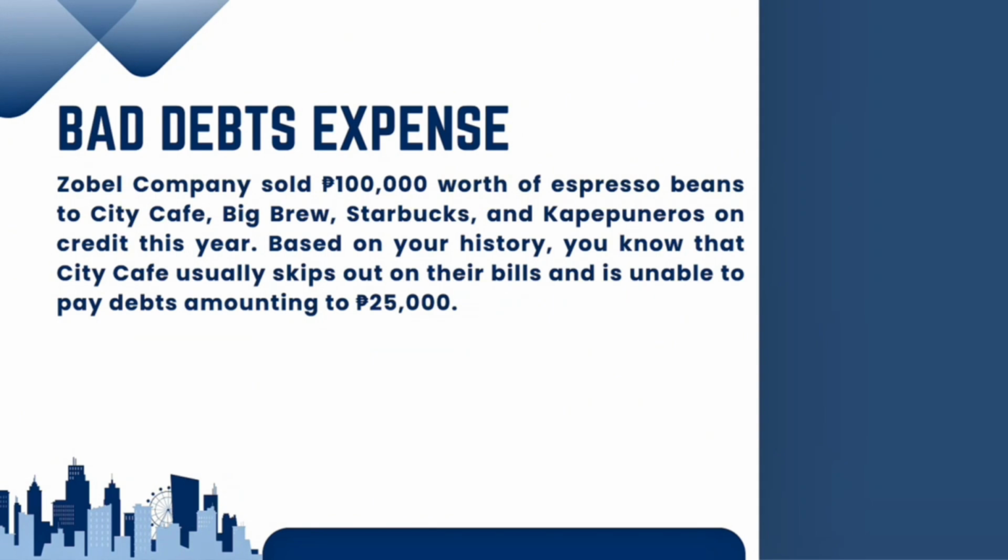In problem number 1, Zobel Company sold 100,000 pesos worth of espresso beans on credit to several customers. Based on past experience, City Cafe is unable to pay 25,000 of its debt. Because history shows that City Cafe usually skips payments, the company can already estimate the amount that will become uncollectible.